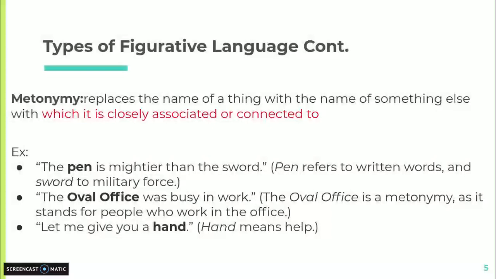Or something like the Oval Office was busy in work, okay? The Oval Office is a place that describes the presidency, okay? It describes the entire executive branch. So it's one specific place that's connected to the executive branch, but we use it as a stand-in for the entire power structure that exists there, okay?